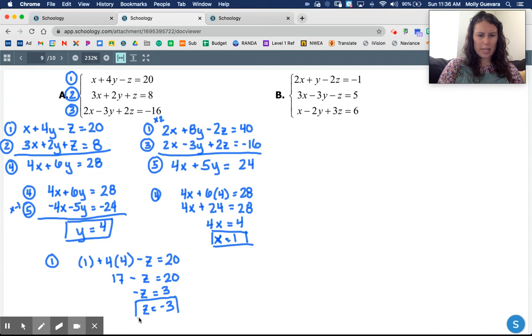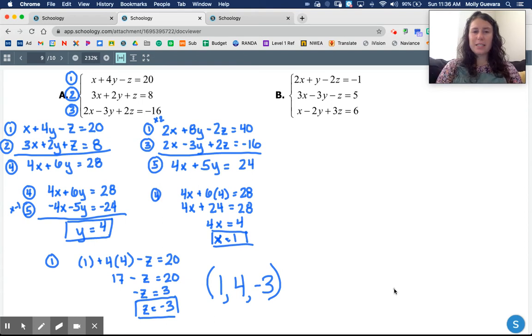So now I found x, I found y, I found z. Now I can write it as my solution: 1, comma, 4, comma, negative 3. So that is the point where those planes cross. 1, 4, negative 3.